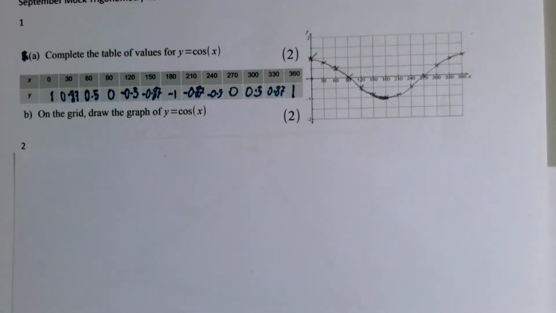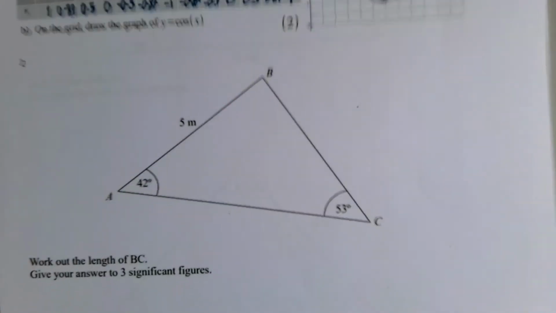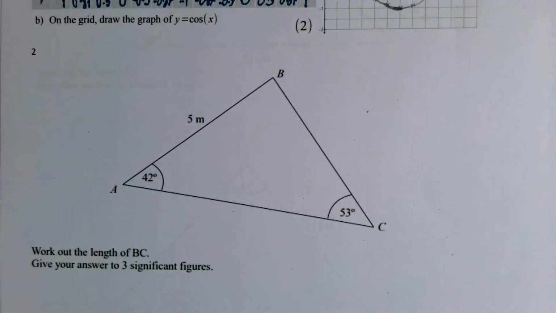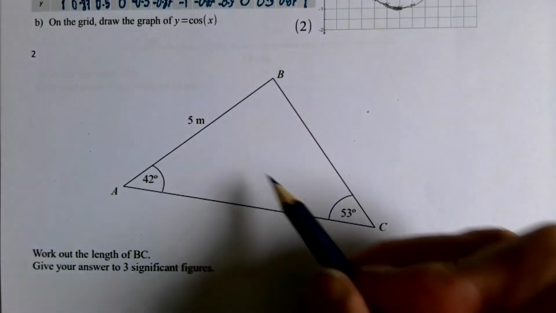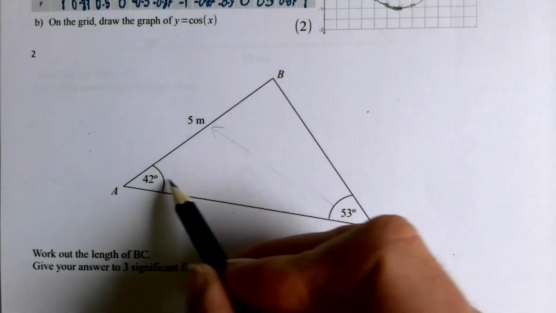Moving on to question 2. What we have here is a triangle where we've got 2 named angles. We want to know this length here. I know one length that's opposite this angle, and I need to know that one there.